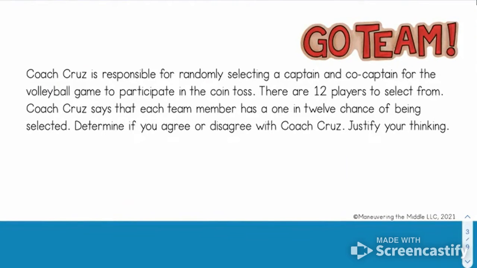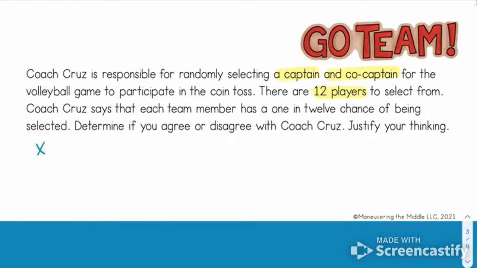Coach Cruz is responsible for randomly selecting a captain and co-captain for the volleyball game to participate in the coin toss. There are 12 players to select from. Coach Cruz said that each team member has a 1 in 12 chance of being selected. Determine if you agree or disagree with Coach Cruz. Justify your thinking.